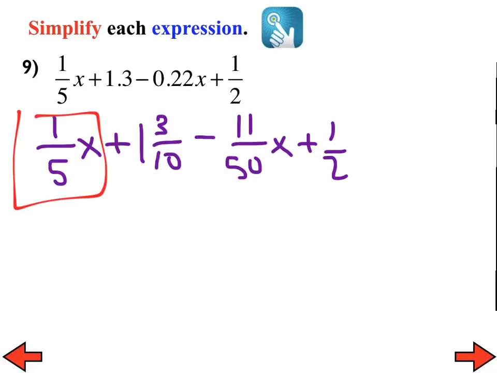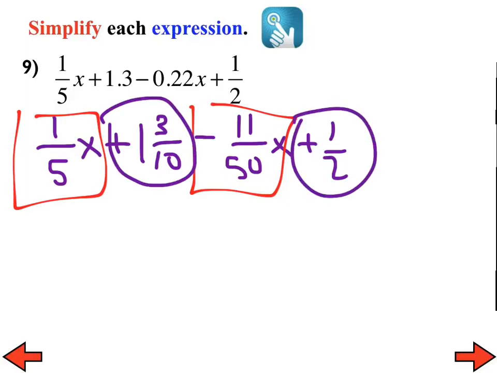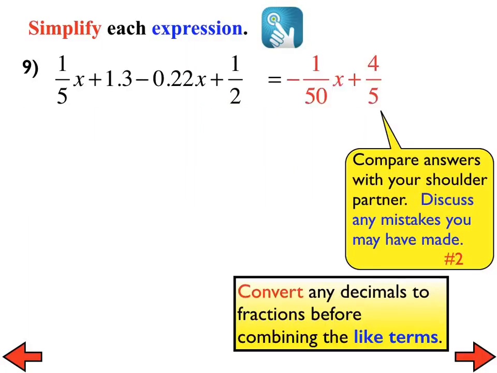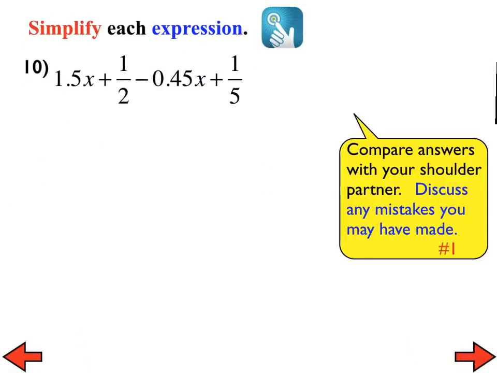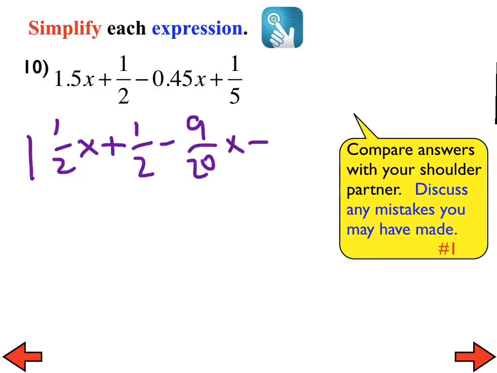So you're going to combine this one and this one. Then make this improper to combine with the half. Then as your final answer, you can make it back into a mixed number if necessary. Okay? Very good. Number 10. How would we set that one up, Scott? 1 1/2 x plus 1/2 minus 9/20 plus 1/5.